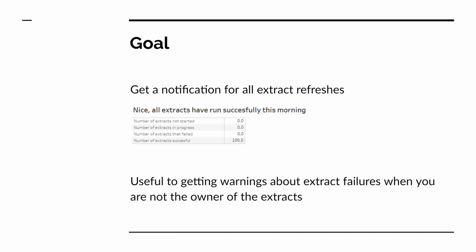Essentially, I want to know how many extracts have not started yet, how many are in progress, how many failed, and how many were successful today. In my case, we're refreshing all of our extracts in the morning after our data warehouse completes. So it's fairly straightforward. You just want to measure it in the span of a couple of hours, whether it succeeded or not. So it's very useful for getting warnings.